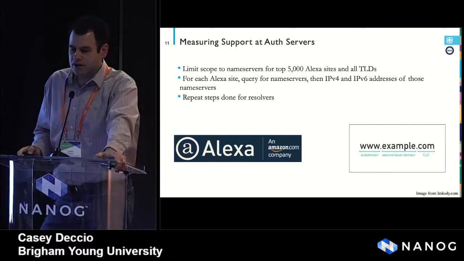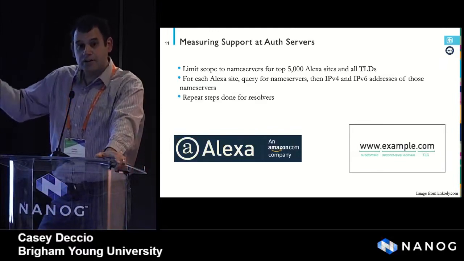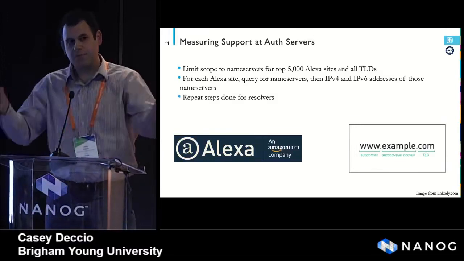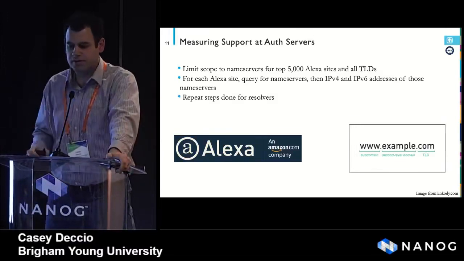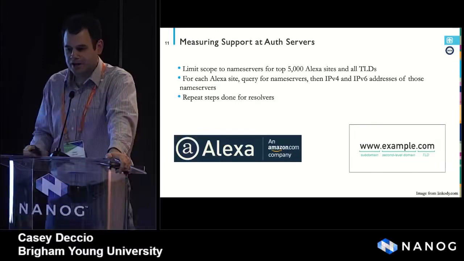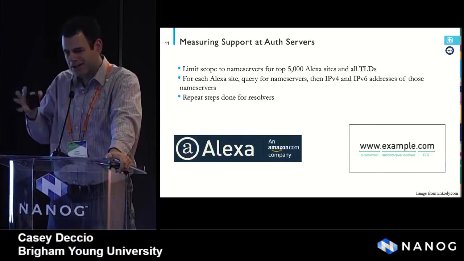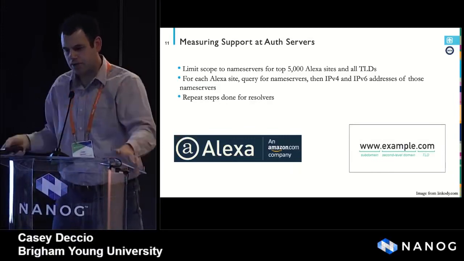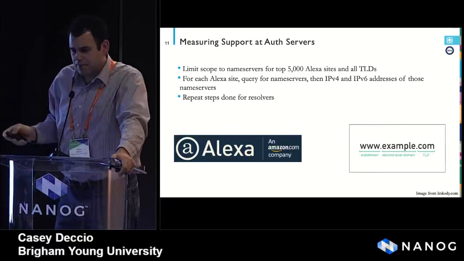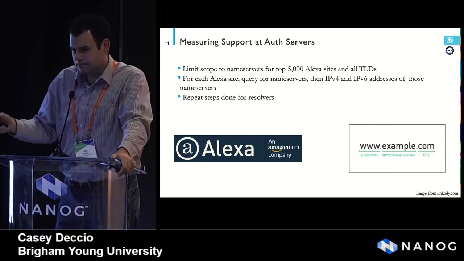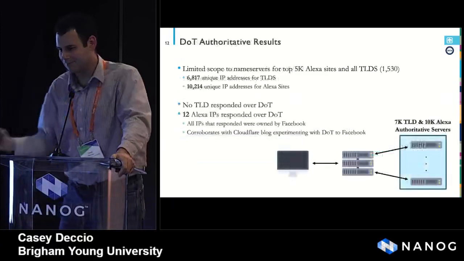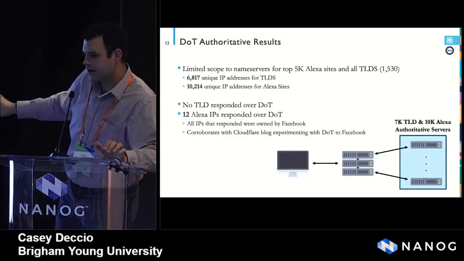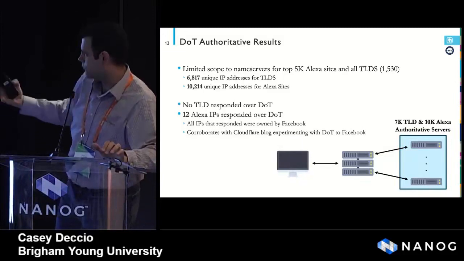So we started out by identifying our data set here as the authoritative servers for the top 5,000 Alexa sites and all of the top level domains. That includes country code top level domains and generic top level domains. This ended up being about 6,500 or so domains, and then the authoritative servers for all of those. Now if you look at the light blue box, that's the area we're now looking at. It's the recursive to authoritative side.